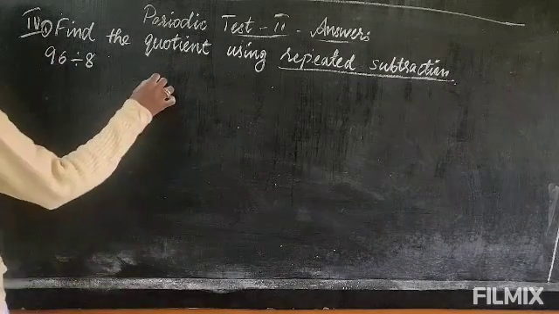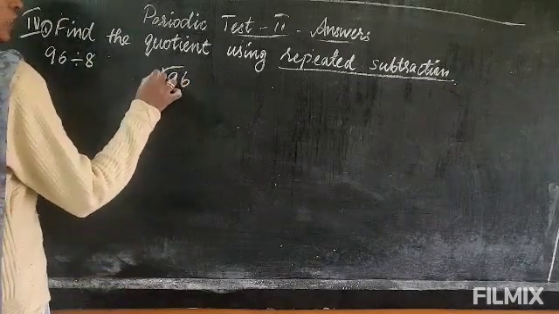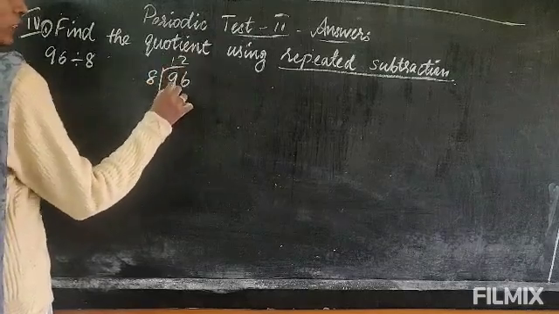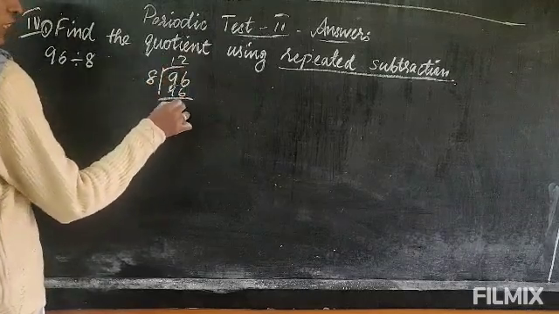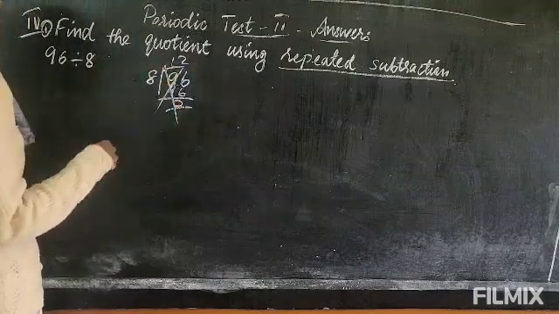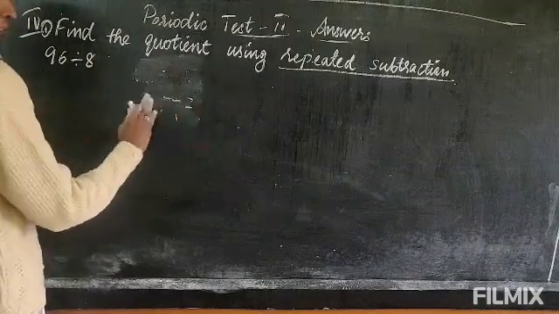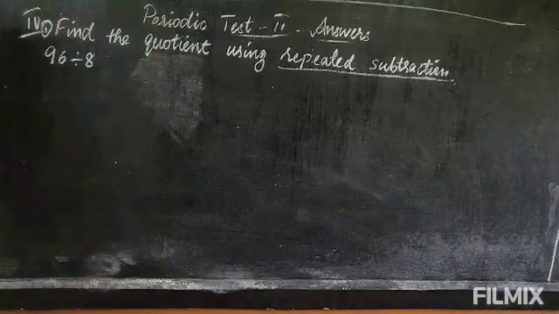Some of you have written 96 divided by 8 and you have written 12 as the answer. This is the way you have written the answer. This is wrong. Repeated subtraction is given. It is not given to use division.